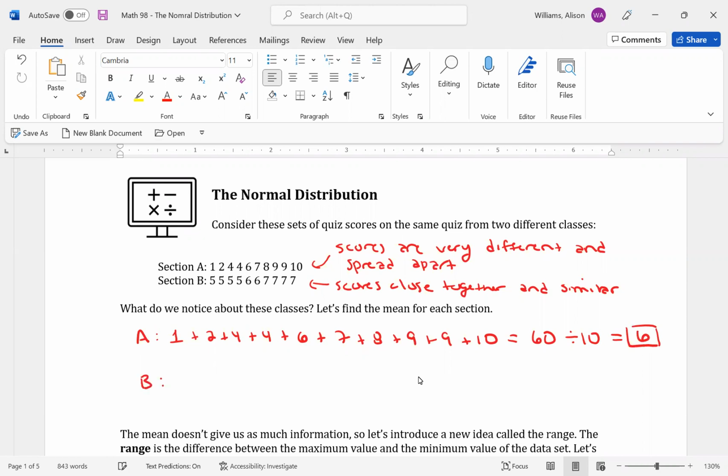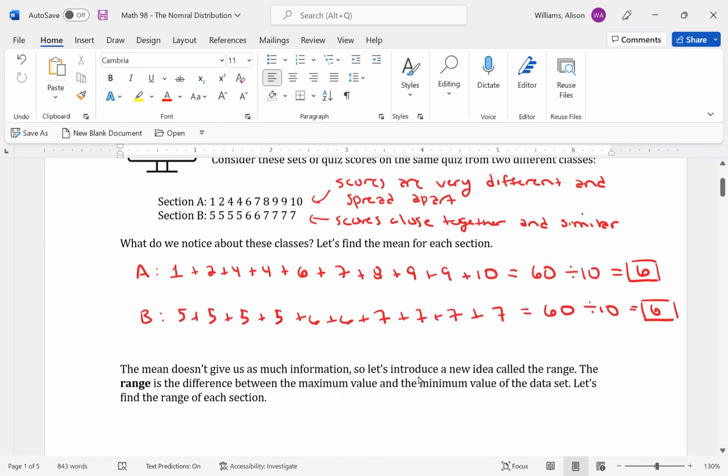So for section B, I'm not going to show the adding it up. But when I do add them all up, no, I don't know why I wouldn't just show it. Let me just show it. Just take a second. And 4 different 7s. So it also is 60. And there's 10 of them. So it's also a mean of 6. So the mean wasn't useful. It didn't tell us much information. They have the same mean, but the scores are very different.